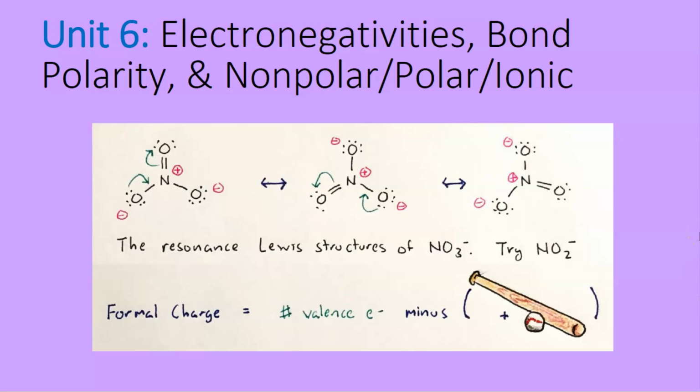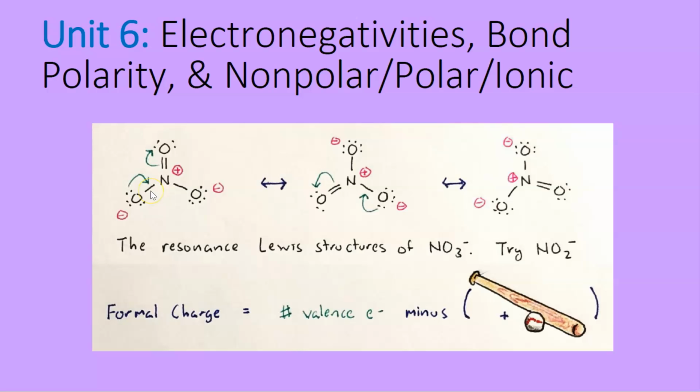In this unit, we have had a lot of practice drawing Lewis structures. And I have an example right here on this cover page. And almost every bond that we've drawn was a covalent bond, which means that the electrons between those two atoms are shared. They are not transferred as they are in an ionic bond.